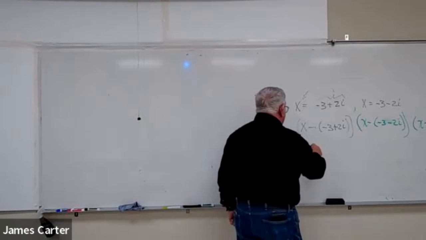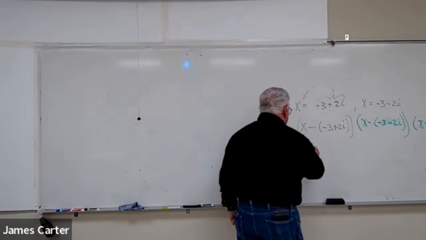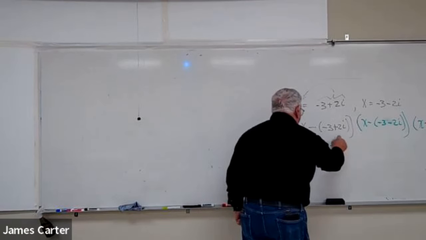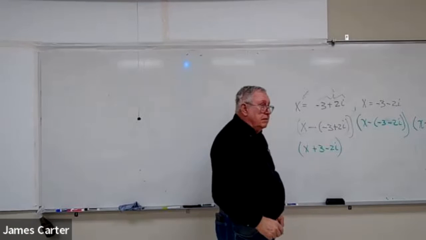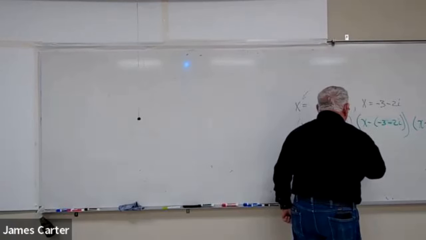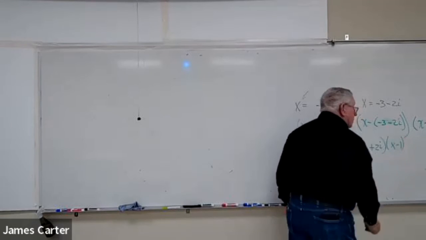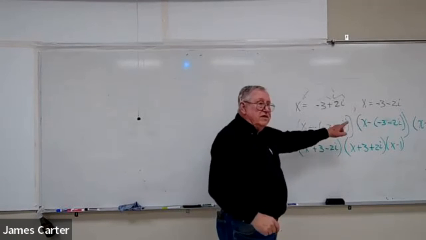Now, that being said, I would simplify this so I don't have nested parentheses to deal with into x plus 3 minus 2i. I just simply distributed that negative. And this one, I would simplify to x plus 3 plus 2i. Then I've got the x minus 1. Okay? These are easier to deal with than that.